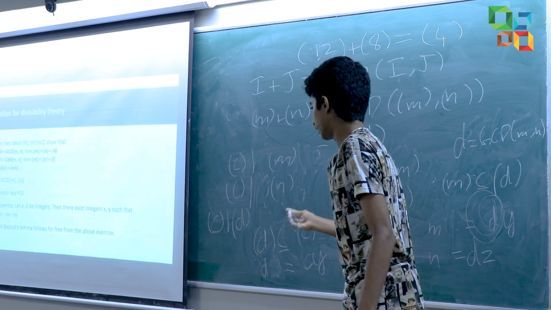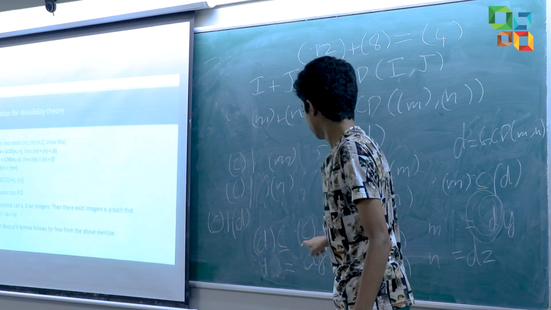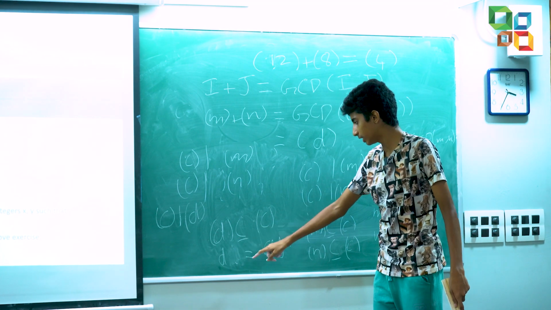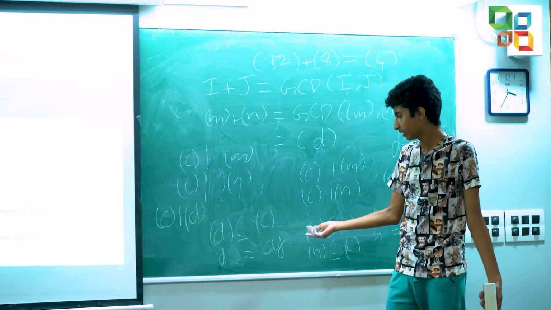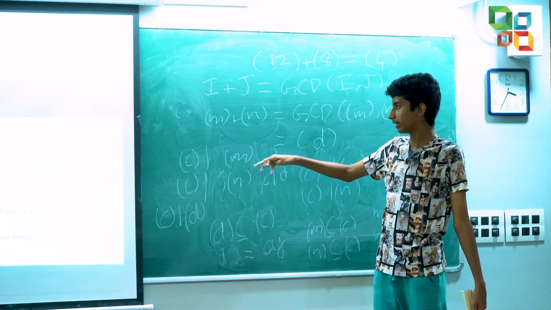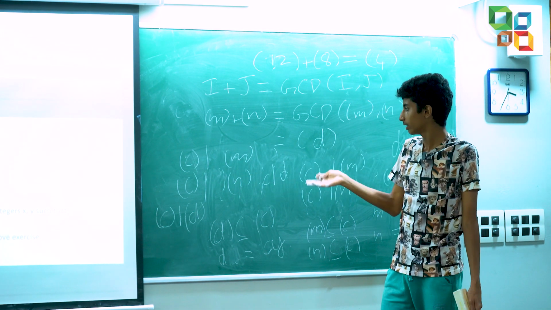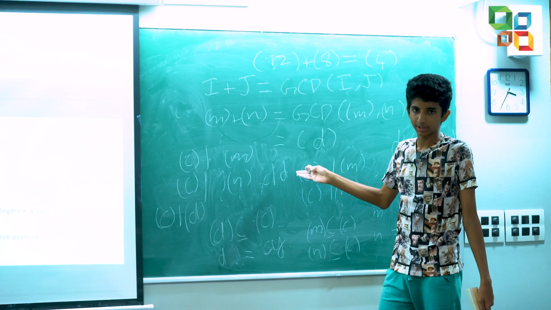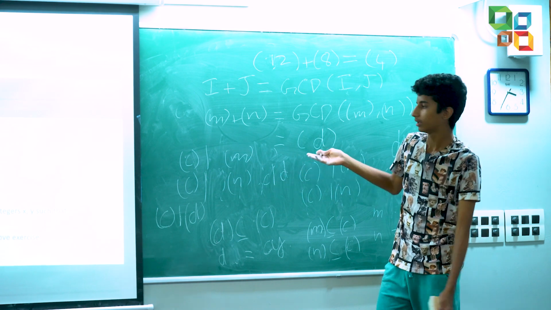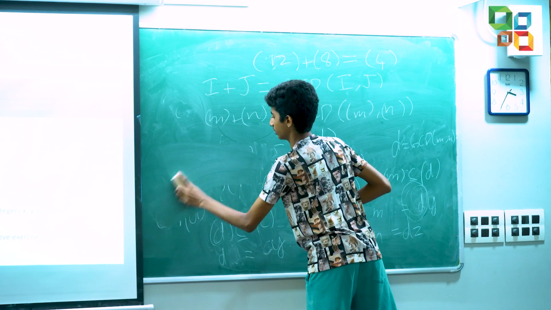Which means d is a subset of c, so d belongs to c as well, and d can be written in the form cy. So for any c that divides m and n, any common factor, c also divides d, which means d is the greatest common divisor. Did you get that argument? I'll repeat one last time.